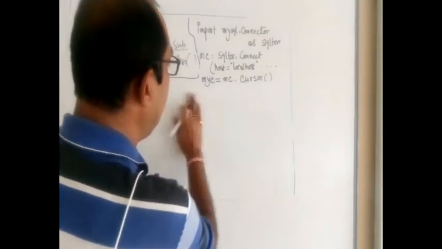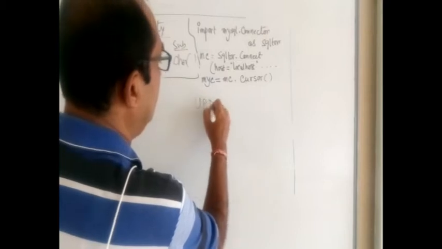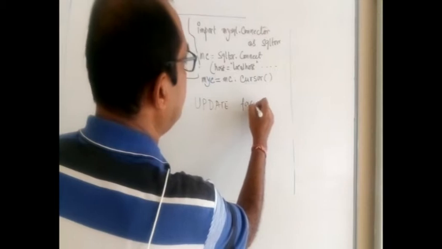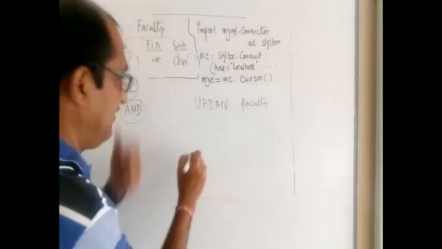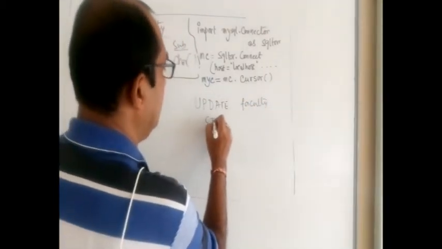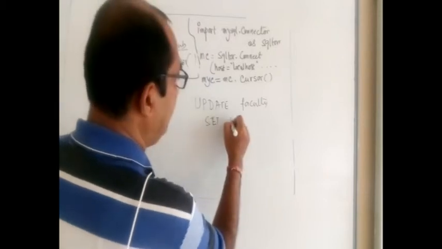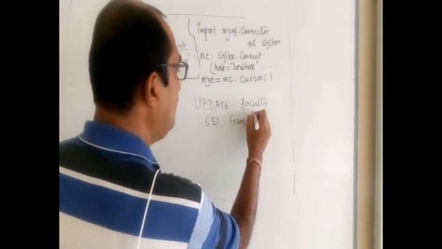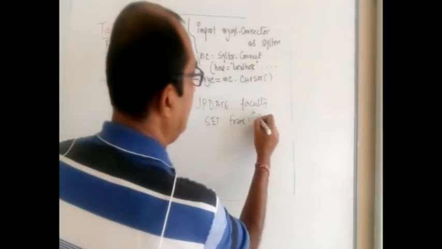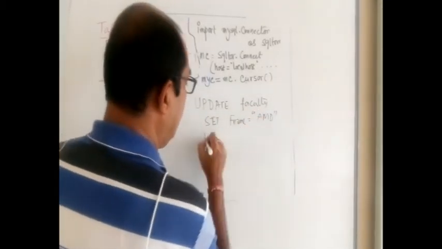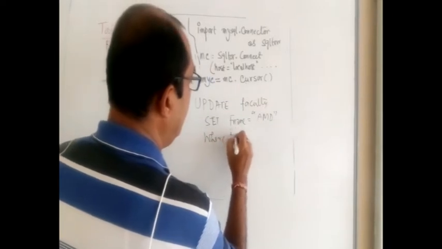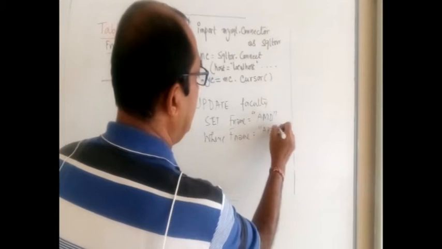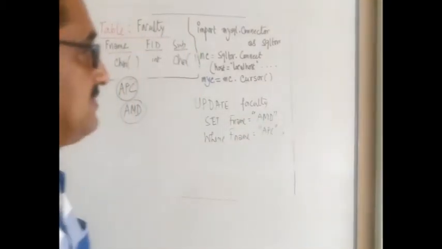That means under normal circumstances, the query would have been update table name, that is your faculty, and you would have written set fname, which was the field where I wanted to make the change. Set fname equal to the new value, that is AMD, where fname equal to APC. That would have been the command in normal circumstances. Now this I would try to write.